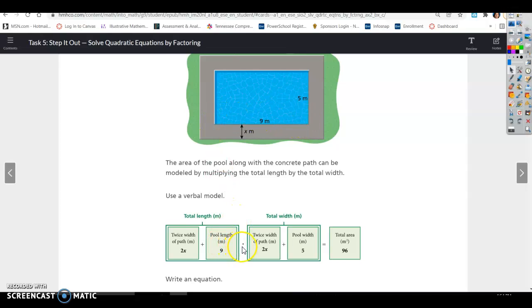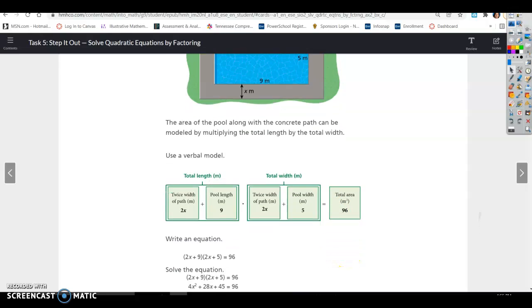And then we're going to multiply that. So length times width. The width is going to be represented by x and x again on this side. So 2x for both sides of the path plus 5 meters is the width of just the pool. So the 2x plus 5 represents the path on each side with the pool included. So we know that the length times the width equals 96 meters squared.